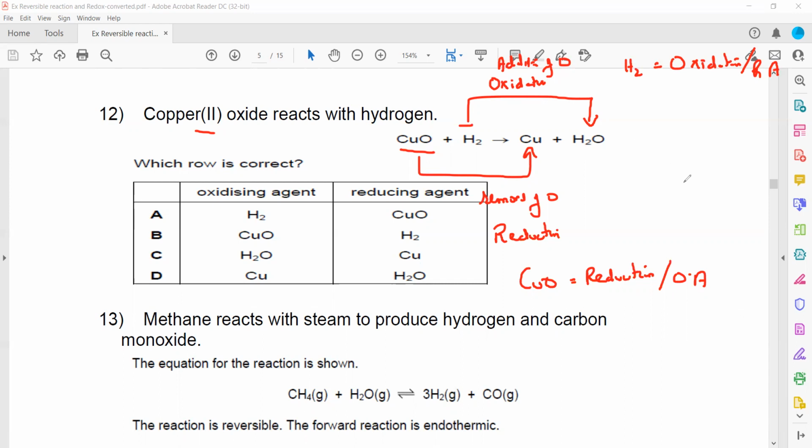So which substance is the oxidizing agent here? Copper oxide is the oxidizing agent. And which substance is the reducing agent? Hydrogen is the reducing agent. So B is the right answer. Is it clear? Any discussion? The substance in which oxidation happens is a reducing agent, and the substance in which reduction happens is an oxidizing agent.